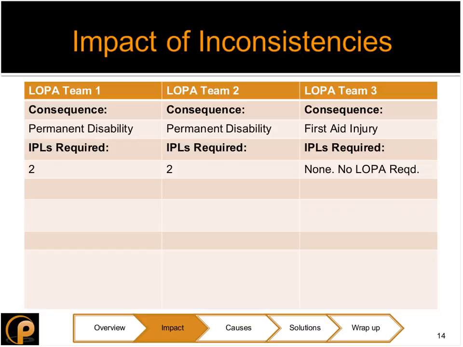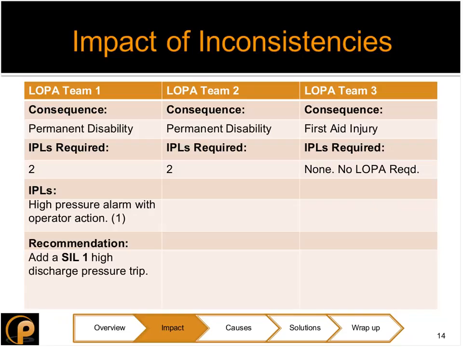So what does that mean when we actually get to the LOPA? Team 1 came up with a permanent disability, and based on RT's requirements, they need 2 IPLs. Also based on the requirements, they can take the high pressure alarm as 1 level. Given that they're still missing 1, they're going to make a recommendation to add a SIL 1 high discharge pressure trip.